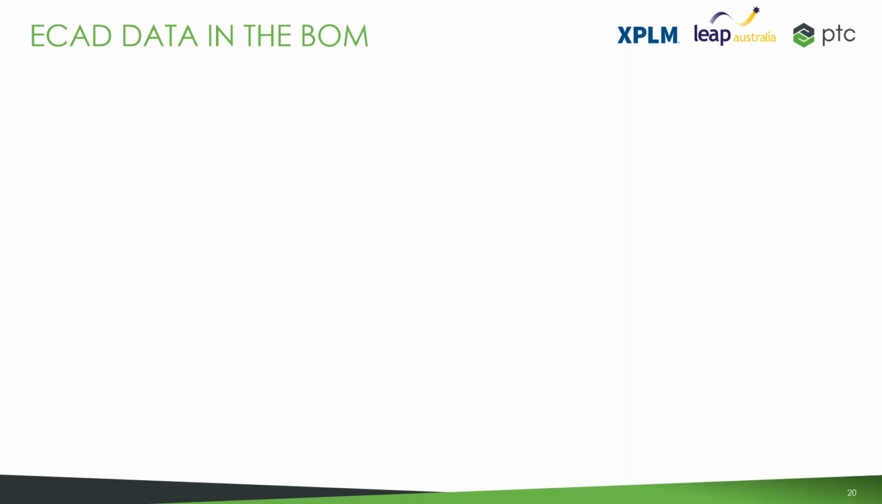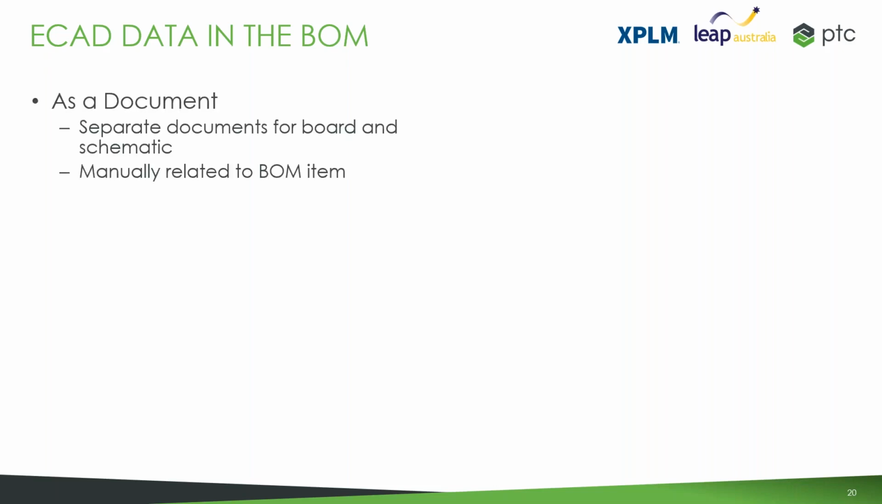So the other part to that is ECAD data, okay? And there are really still two ways to manage ECAD data in the BOM. So that could be managed as a document. You might take a document that is the board information that you've been given, and maybe another one could be the schematic. We have that WT part that represents them, and we can relate those documents to the BOM item, okay?